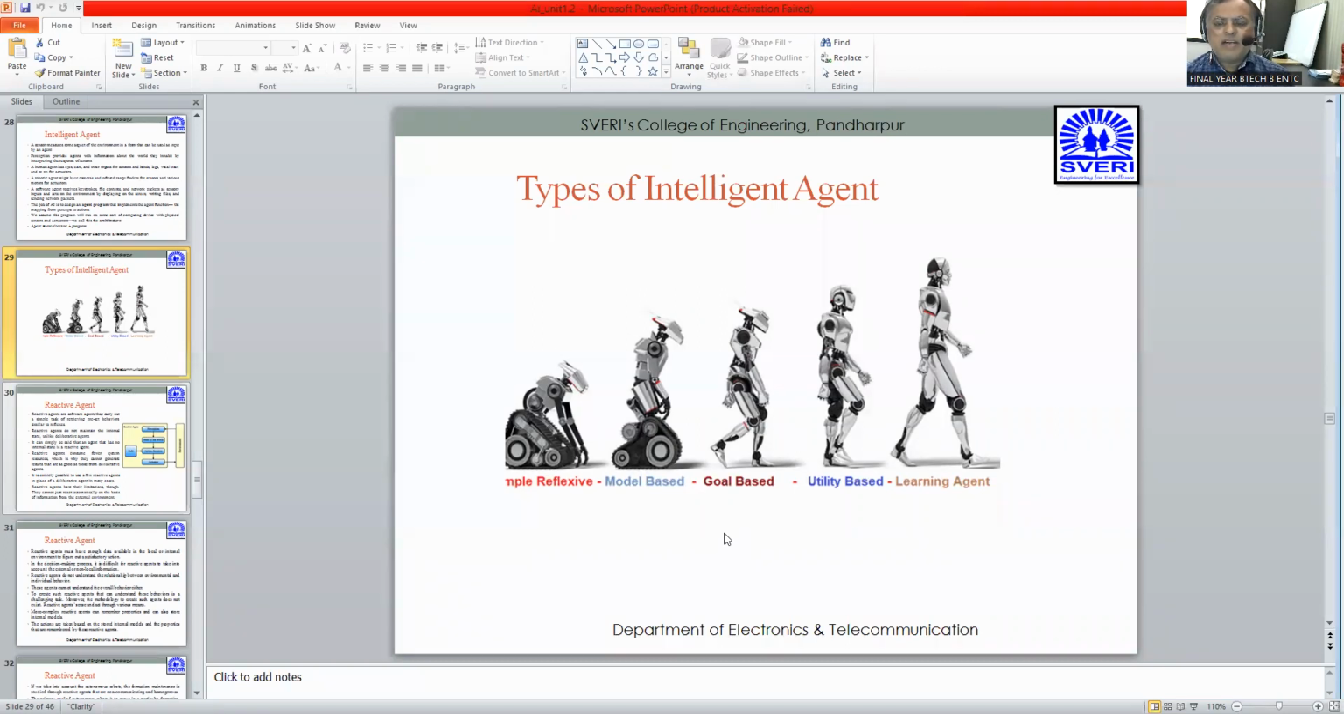So we have already started types of intelligent agents. We have seen that the simple reflexive or reactive type of intelligent agent is there, then a model based agent, a goal based agent, a utility based agent, and then we have a learning agent. So these are the different types of agents which we have already seen in the last lecture. In this, the first one is the reactive agent.